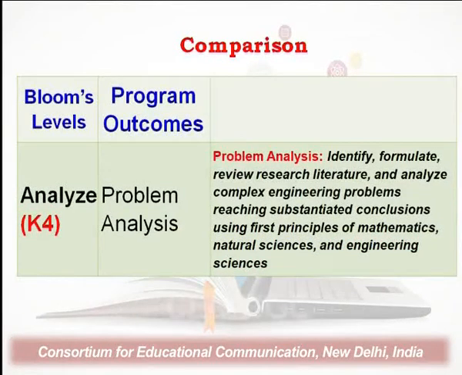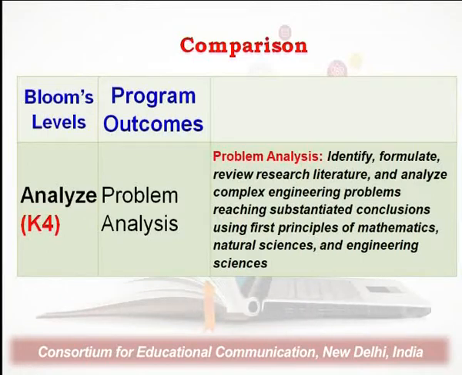Now, coming on to the Bloom's level again, K4, that is to analyze. The program outcome is problem analysis. So, you can see here that we are moving on from K1 to K4, which is very good for the students, because they are now on a higher thinking order level, which is the main focus of the application of Bloom's taxonomy in framing the program outcomes, the course outcomes and the students' learning outcomes.